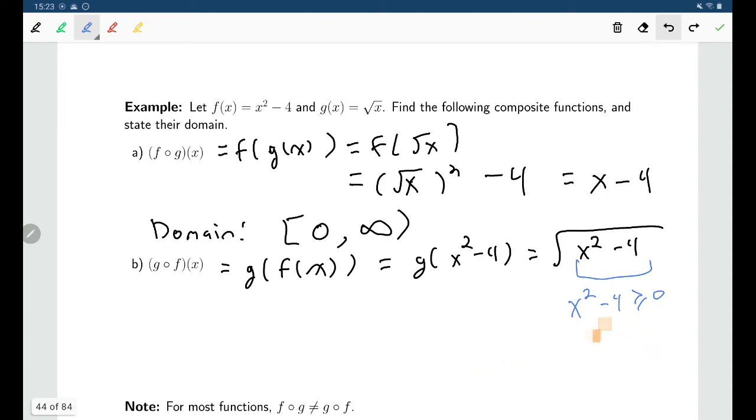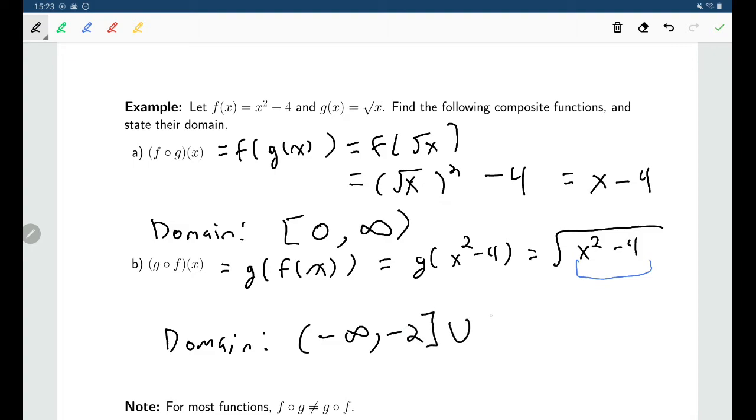So as far as our domain goes, the domain is that x has to be either less than or equal to -2, or it's going to be 2 or larger. And so remember that the symbol that we're using here, this union symbol, is what we use when we're connecting two or more intervals. So we have all the values up to and including -2 together with all the values that are 2 or larger. And now we're pretty much good to go.